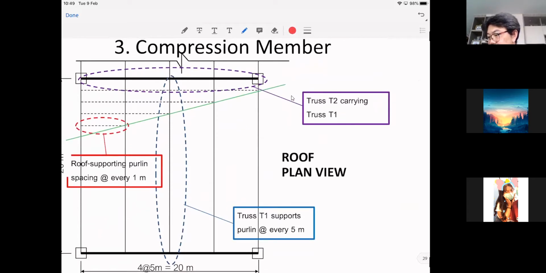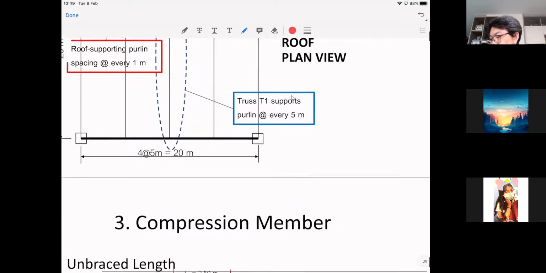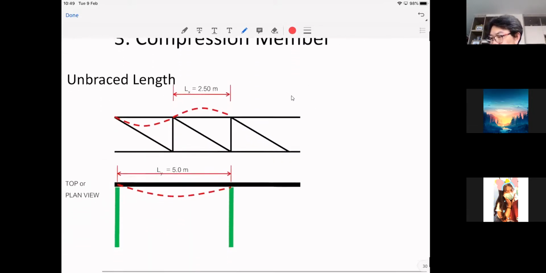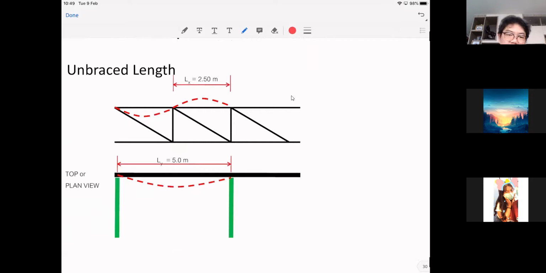So let's say this black line is our truss. Sometimes if you don't have the purlin, as in the roof of a factory, they need to provide an extra truss just to brace the top and bottom chord of this truss. Is there any question? Again, there's another picture to try to help you out.